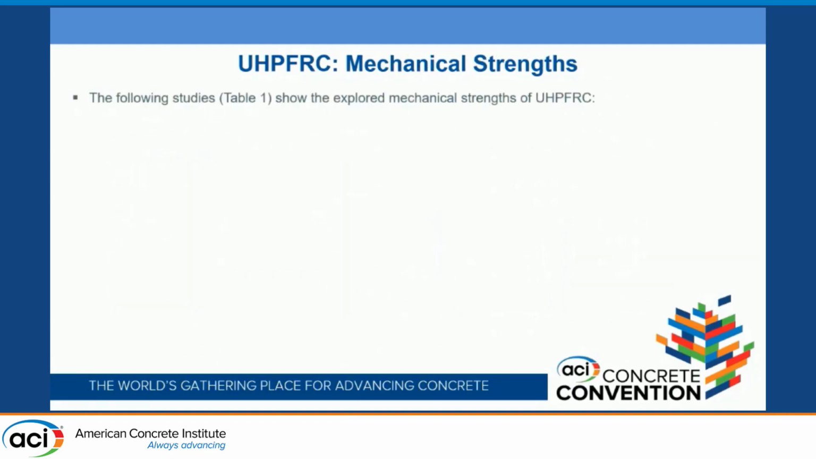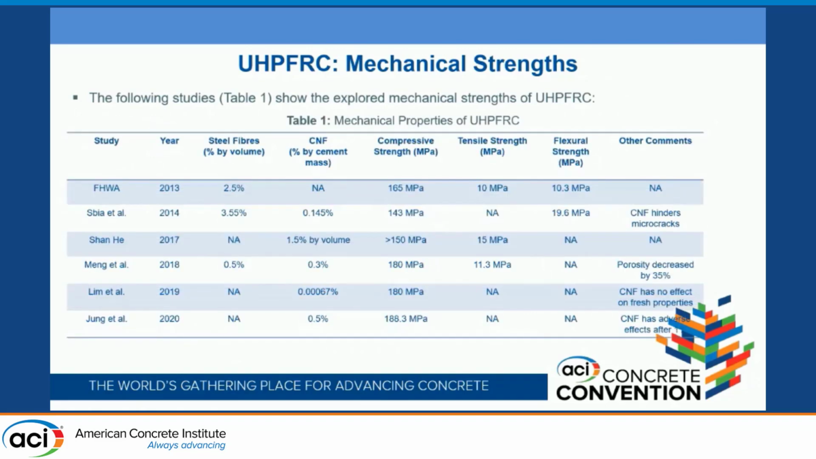As for mechanical strength, from table 1, we can see that the compressive strength of the UHP FRC, based on several research works done before, can range between 140 to 190 MPa. Some research works reported that it exceeded 200 MPa. In terms of tensile strength, it can reach up to 15 MPa, and for the bending strength, some reported 20 MPa. However, we can notice from this table that some research works included CNF and others didn't.